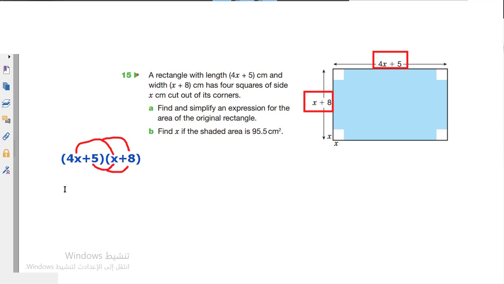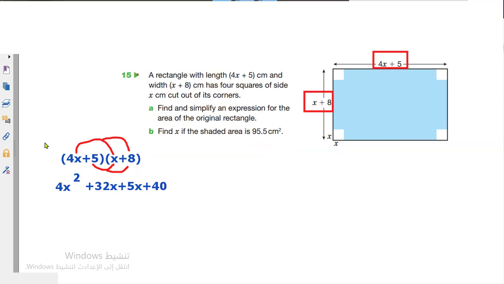So 4x times x is going to be 4x power of 2. And then 4x times 8 is going to be positive 32x. And then we finish with the first one. We start the second one. 5 times x is going to be 5x. And then 5 times 8 is going to be 40.